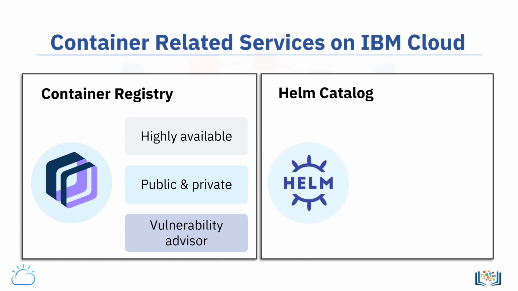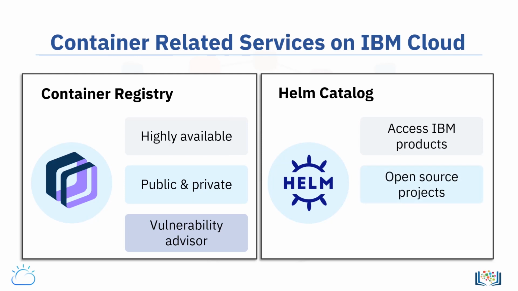The Helm catalog is also unique to IBM Cloud and allows users to use Helm to install and upgrade complex Kubernetes applications in a cluster. The Helm catalog in IBM Cloud has access to IBM products, popular open source products like Jenkins and Tekton, and supports multiple architectures like x86, Power, and Z.